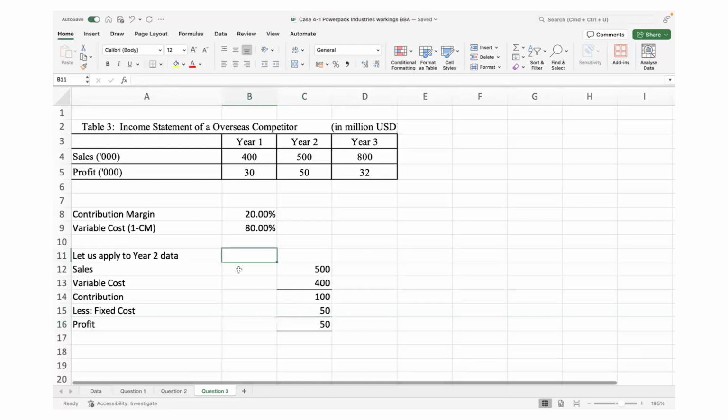We can check whether it holds good for year 1. It is the same, 400, 80% of 400. The difference is 80. Our profit is 30, and therefore, the fixed cost is 50. 80 minus 30 is 50.